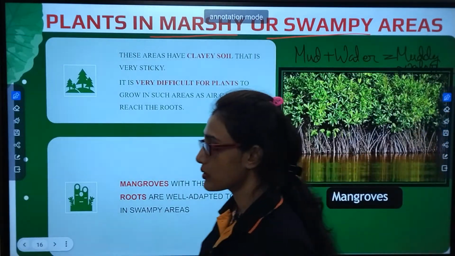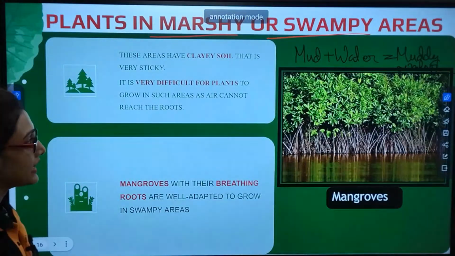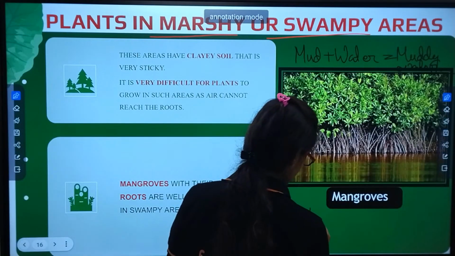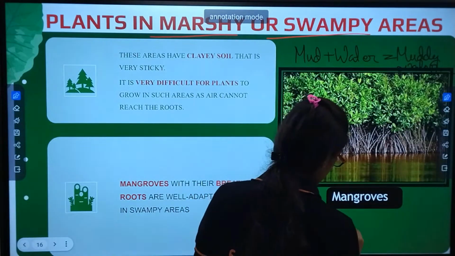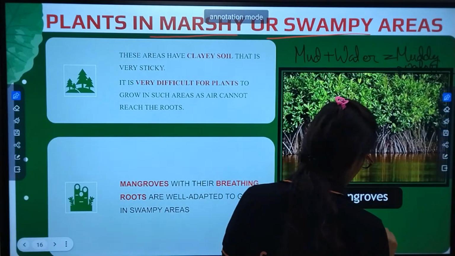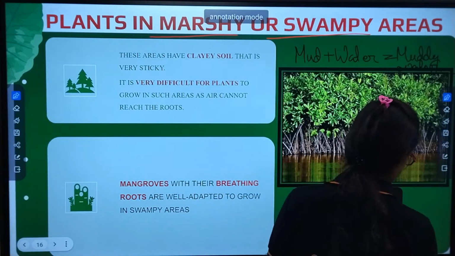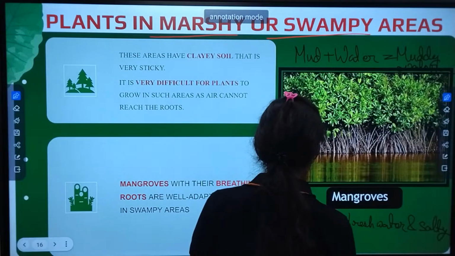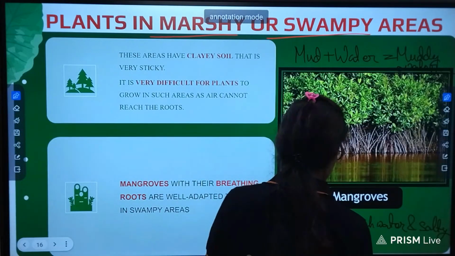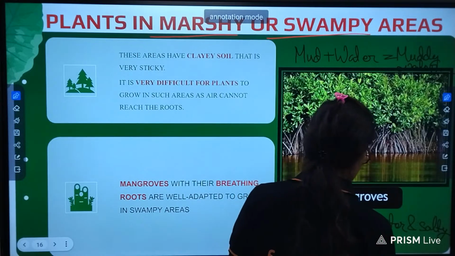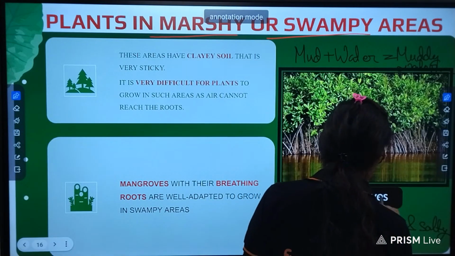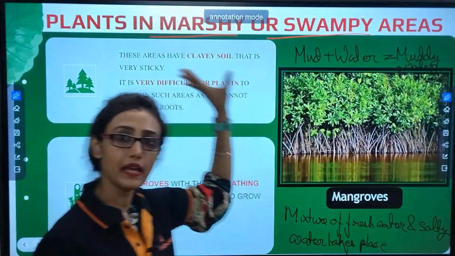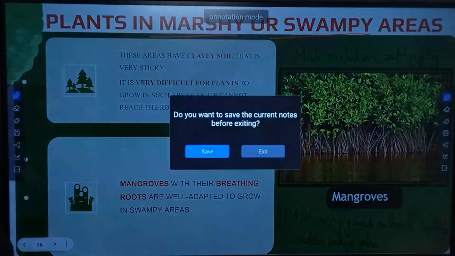So the plants that grow in muddy water or muddy areas also bear a mixture of fresh water and salty water taking place. That place is known as a marshy or swampy area. Understood the meaning?